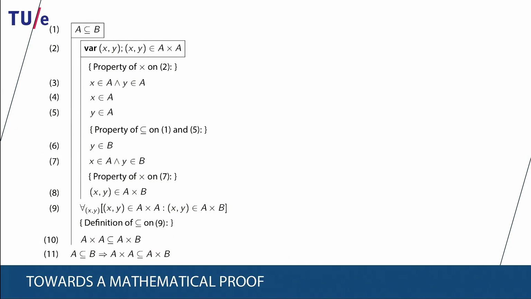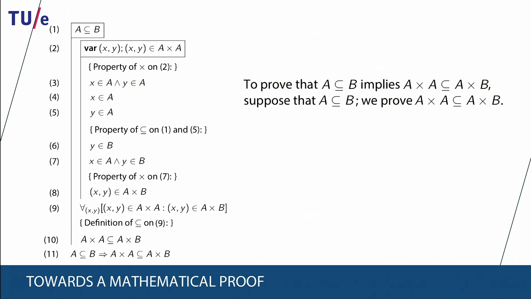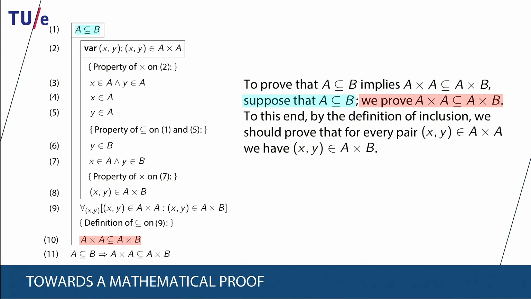We shall now transform our complete derivation into a more readable mathematical style proof. The mathematical style proof starts with stating the main goal of the proof, which is to prove that if A is included in B, then the Cartesian product of A with itself is also included in the Cartesian product of A with B. Then, an implicit implication introduction is applied to get a simplified goal, while generating an assumption. Note the word suppose. The proof proceeds with an application of the definition of inclusion, which allows us to replace the inclusion to be proved by the formula that serves as its definition.